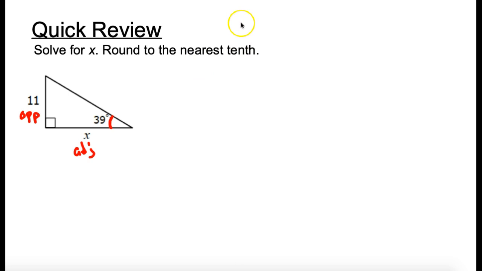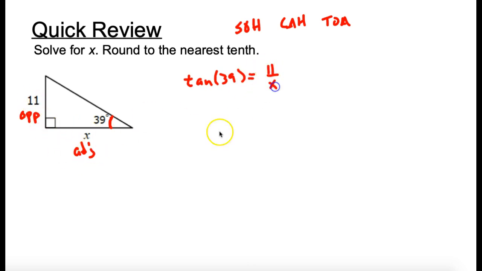So remember, if we're thinking SOH CAH TOA, the trig function that deals with opposite and adjacent is tangent. So my setup here is going to be tangent of the angle. Tangent of 39 equals opposite over adjacent. So 11 over x. To solve for x, I would multiply both sides by x first.